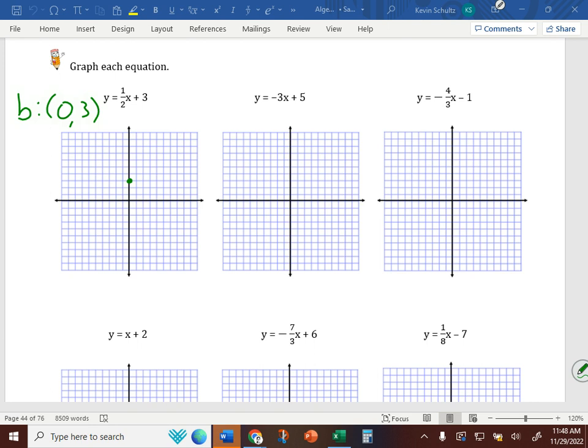Now, how are we moving? What's the slope? Abby? 1/2, which means what? Up 1 over 2. So from that y-intercept, not from the origin, up 1 over 2, and there's our second point. Right? We connect them as straight as we can, and there we have the line.